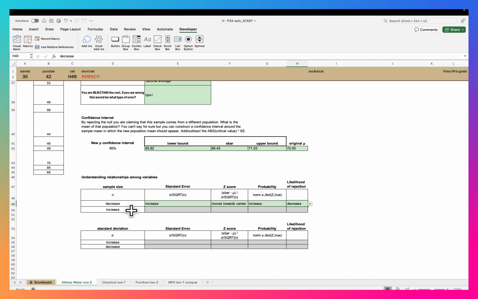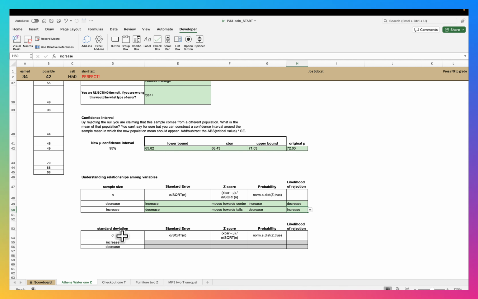And now we can see the converse. So if the sample size increases and gets bigger, the denominator is getting bigger. So this whole term is going to actually get smaller. It's going to decrease. And the z-score then is going to get bigger because the denominator got smaller here. So we're going to move towards the tails. And the probability in the tails is less than the probability in the middle. So it's going to decrease. And then the likelihood of rejection, if you have less probability, increases. All right, that's when we manipulate n.